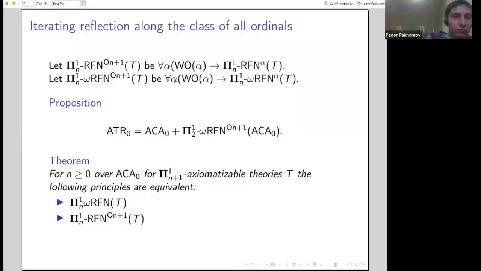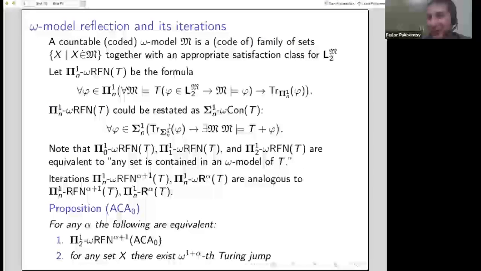Okay, and the same for omega model reflection, of course. So now, in terms of this kind of reflection, it's very easy to formulate what ATR naught is. ATR naught is just the omega plus one time iteration of Π12 omega model reflection of ACA naught. If we go back, it's very easy to see why it's the case, because the alpha plus one time iteration of Π12 omega model reflection of ACA naught is just the existence of this iterated Turing jump.